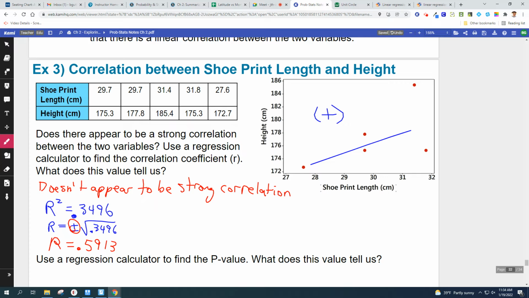Use a regression calculator to find the correlation coefficient R. What does this value tell us? All right. So this is a positive correlation. It's not very strong. Remember what we're looking for. A correlation coefficient of 1 would be perfect, like 100%. This is only like a 59% match, kind of. It's not a very strong correlation. It is a positive correlation. It's just pretty weak.